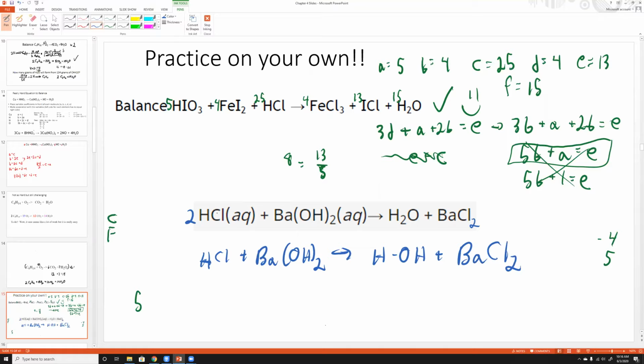I'm getting rid of it. Or I'm going to just fix it. So let's go through it again. H, we're good. Cl, we're not good. Put a 2 there. Now we have to put a 2 here because we changed the hydrogens. Barium, we're good. OH2, we're good. Done. Whew.